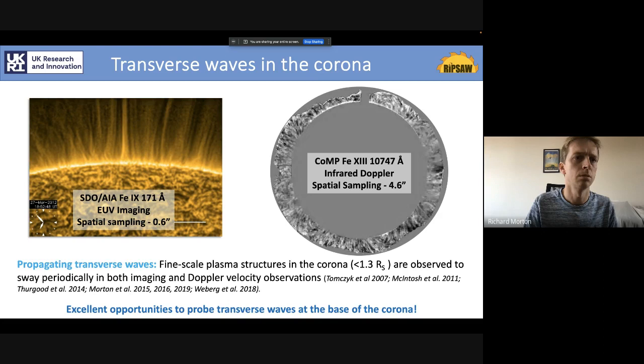And then it performs alignment of the data sets in intensity, Doppler velocity, and non-thermal widths, and does that in the Fourier domain because it's more accurate and efficient to do it that way than in the image domain. So they're kind of standard packages, standard techniques. The next is the measurement of wave angle.